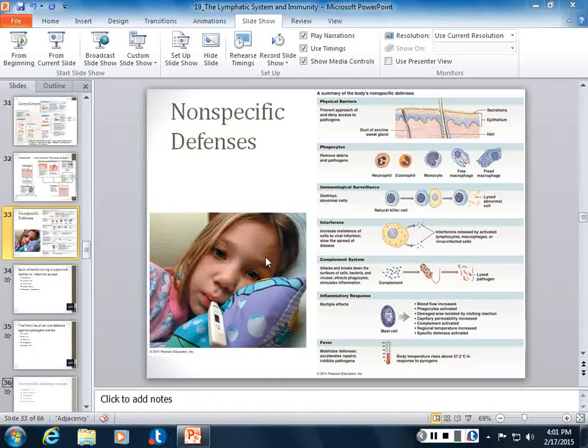Like we do most times, on the non-specific defenses. So one of the take-home organizational tools I want you to use is this breakdown of the immune system. The immune system is made up of the innate, non-specific, and the acquired, specific.